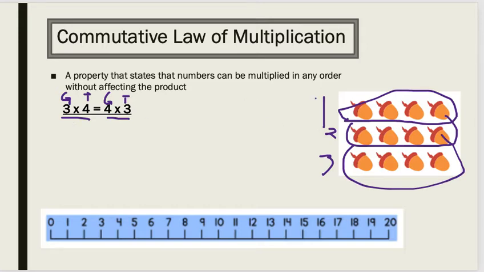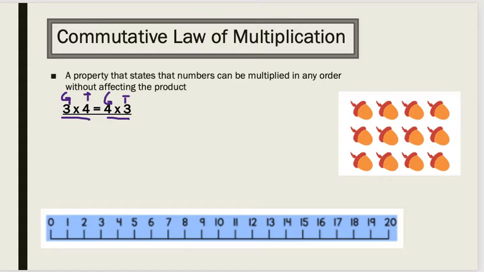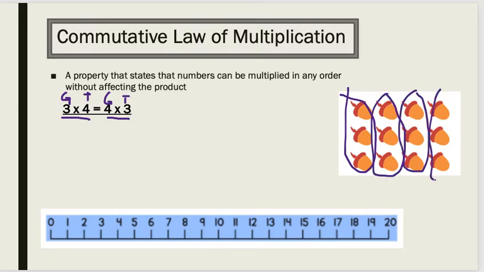4 things would be the acorns. This is the exact same as having 4 groups of 3. So it doesn't matter what order I change. I have 4 groups of 3. It's really just the shape. I can change how this looks.